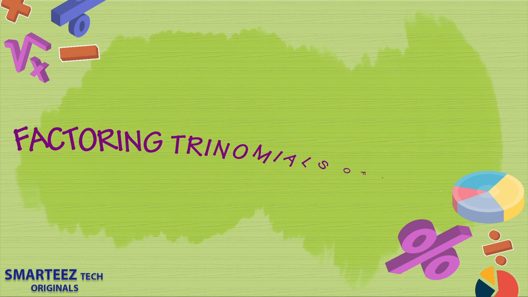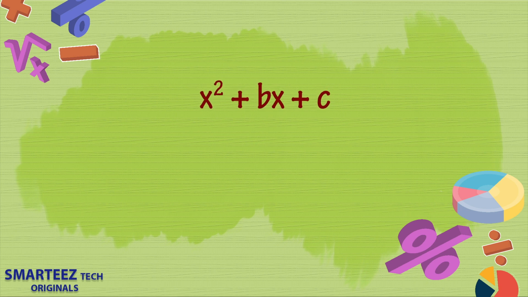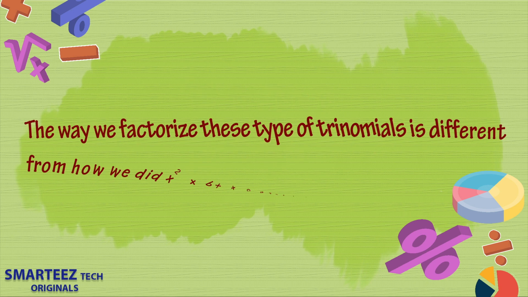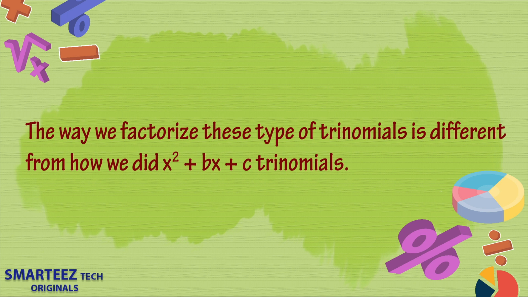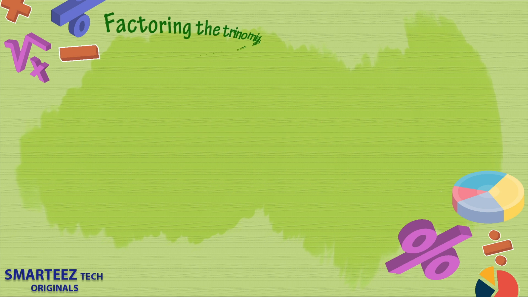The difference between the trinomials of the form x² + bx + c and the trinomials of the form ax² + bx + c is the coefficient of the x² term. In trinomials of the form x² + bx + c, the coefficient of the first term is 1. And in the case of ax² + bx + c, the coefficient of the first term is a. The way we factorize these types of trinomials is different from how we did x² + bx + c trinomials.